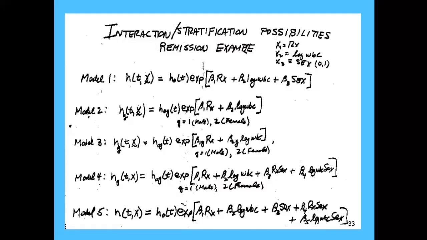Now, what I've written on the screen here are 5 models. The first model has treatment, log white cell count, and sex in the model. That's model 1. The second model, what is the second model? It puts treatment and log white blood cell count in, but it stratifies on sex, right? The third model has treatment and log white cell count and is also stratified by sex. What's the difference between model 2 and model 3? One is a no interaction model, that's model 2, and the other is an interaction model, model 3.